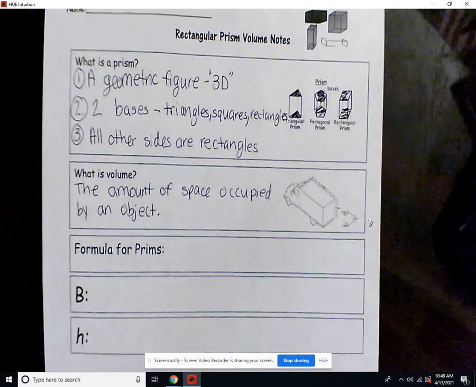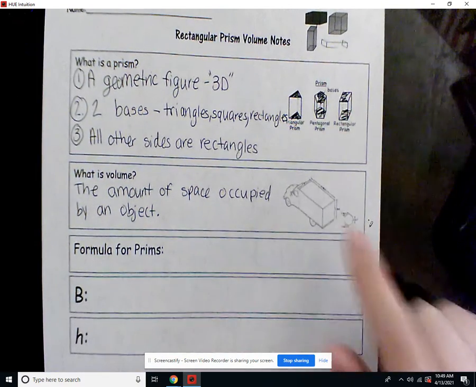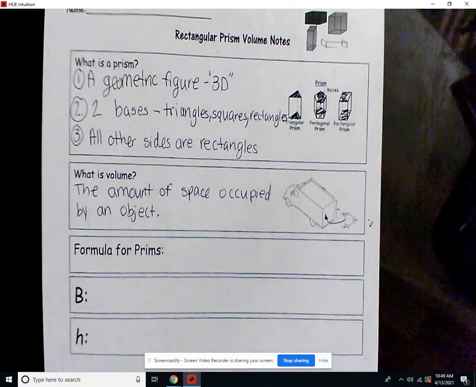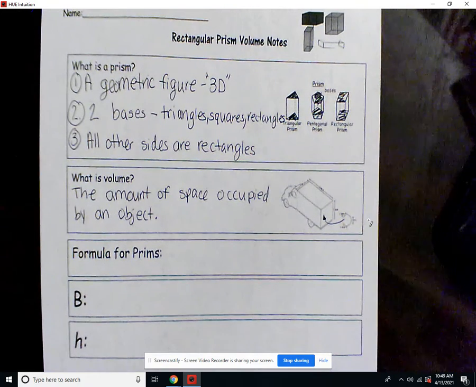Okay, so you know what volume is. Well, volume is the amount of space occupied by an object. So how many boxes will it take to put in the truck? We're filling it up. So with volume, we think of liquid. Same thing with prisms, like how much can we fill inside it?